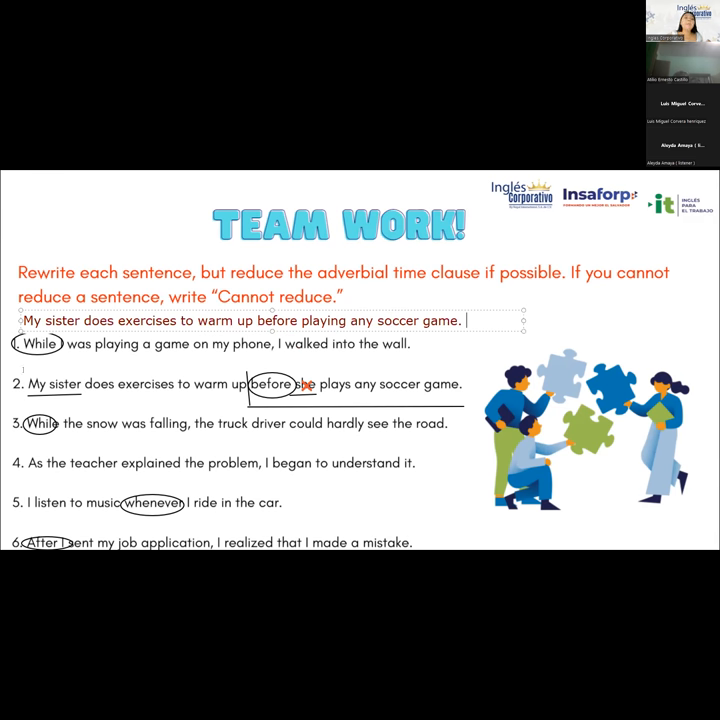¿Sí? Pero también podemos hacer lo que Aleida mencionó, que entonces sería: before playing any soccer game, comma, my sister does exercises to warm up. Vaya, miren, y tenemos esa segunda. Both are correct, pero ¿cuál es la diferencia? Que aquí tenemos que poner una coma porque comenzamos con un adverbio. Y si el adverbio está en el medio, como la primera, la coma no es necesaria.